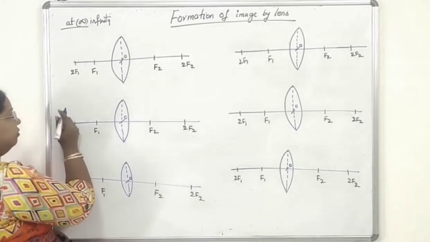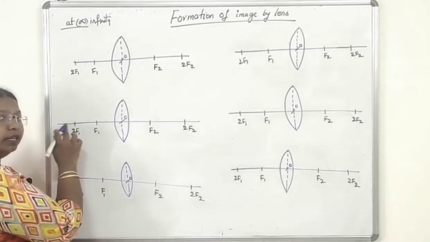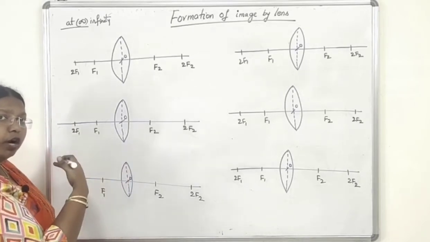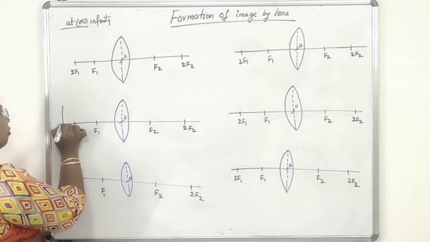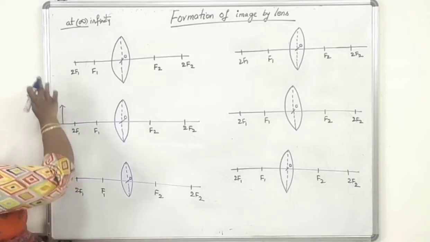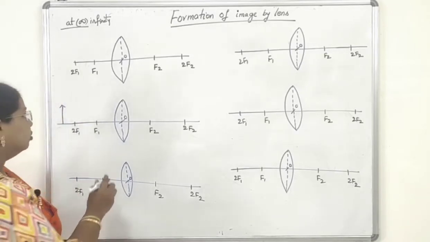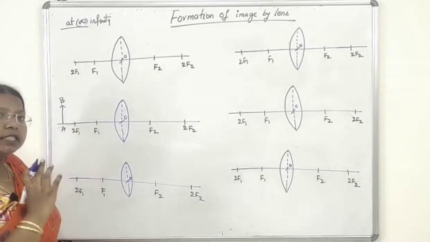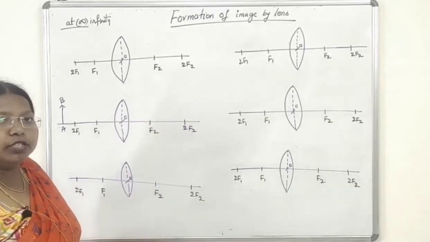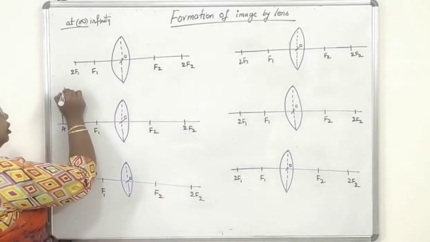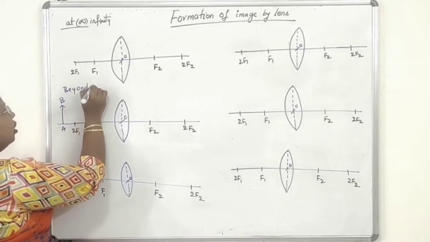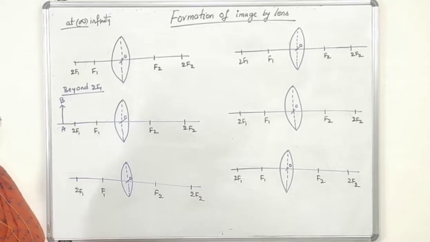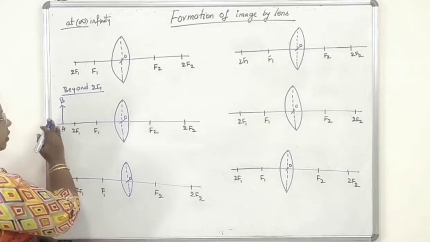Now we'll move on from infinity, between infinity and 2f1, or beyond 2f1. Suppose this is the object, the same object as at infinity. So this is the object AB. The same size, same object I will place at different positions now. So this is beyond 2f1. So 2f1 is over, beyond 2f1 is over.